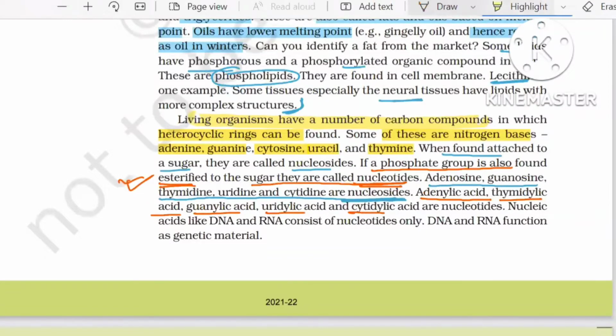Okay, beta. And what is nucleic acid? Nucleic acids are nothing, they are the polymer of nucleotides. Example of nucleic acid is DNA and RNA. Is it clear? And DNA is working as a genetic material, though RNA also works as a genetic material, but in few viruses. So I think this paragraph of NCERT is clear to you.